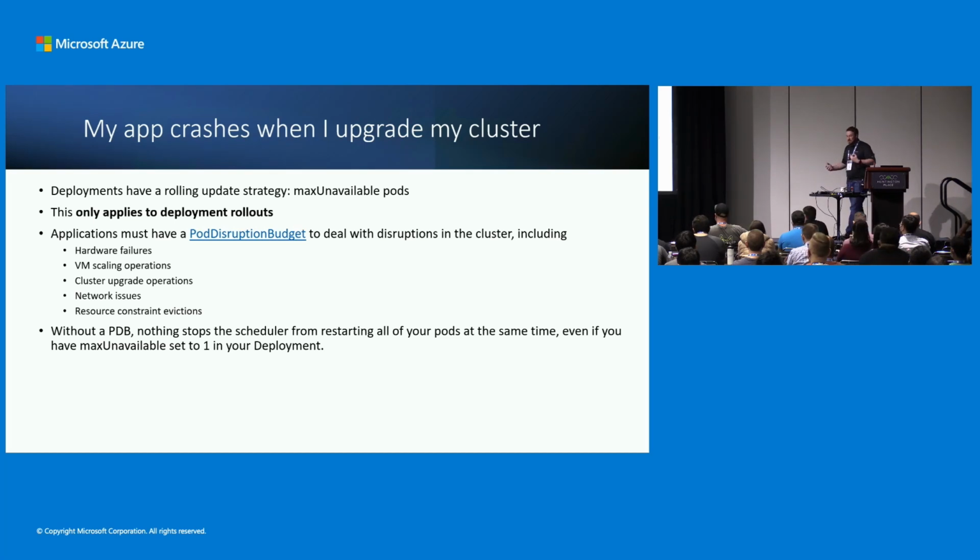So if I update the image, if I update the configuration, that does a rolling restart, such that I only ever have 1 unavailable pod. It does not apply to disruption events in the cluster, which can include virtual machines getting hardware failures or network failures. It can include cluster upgrade events.